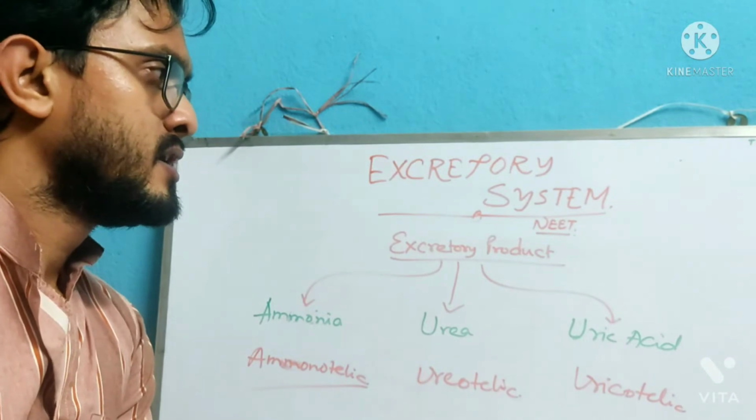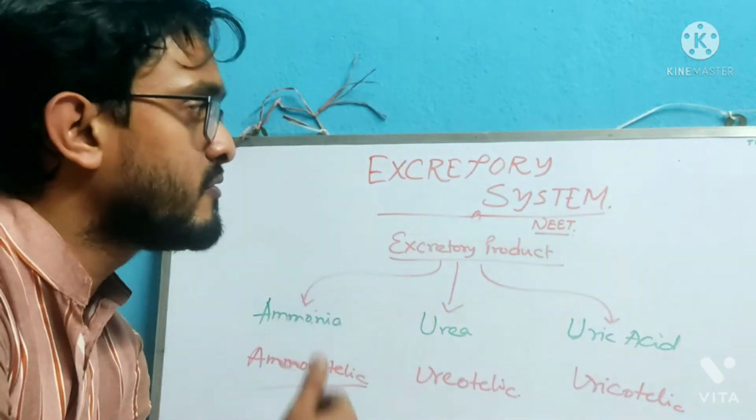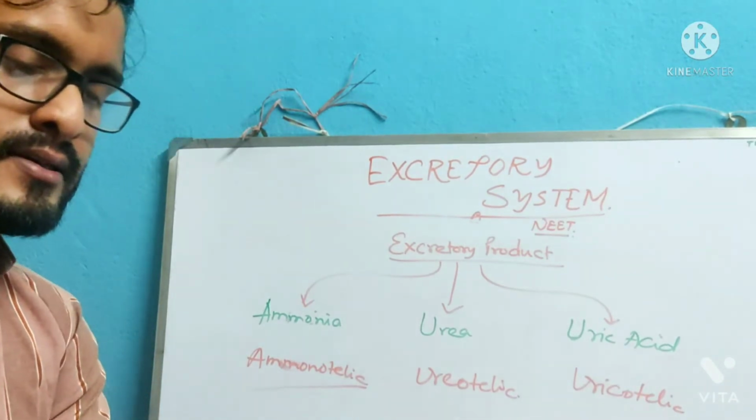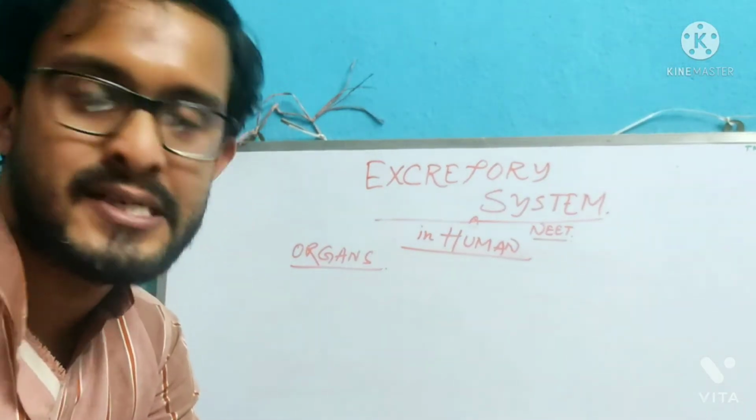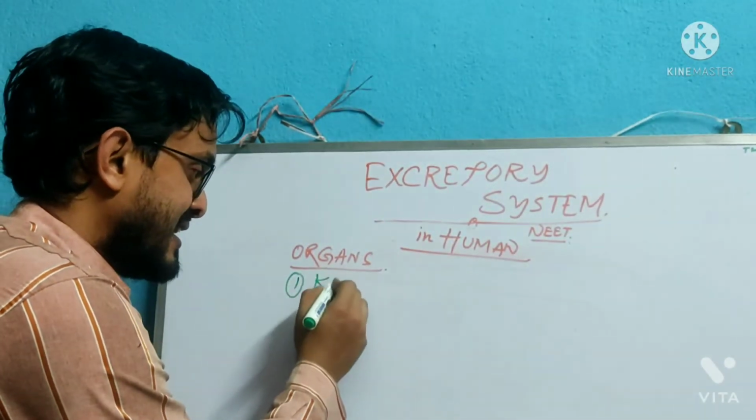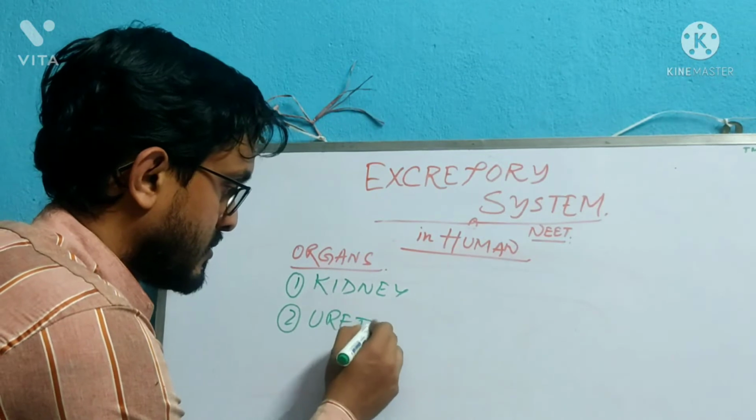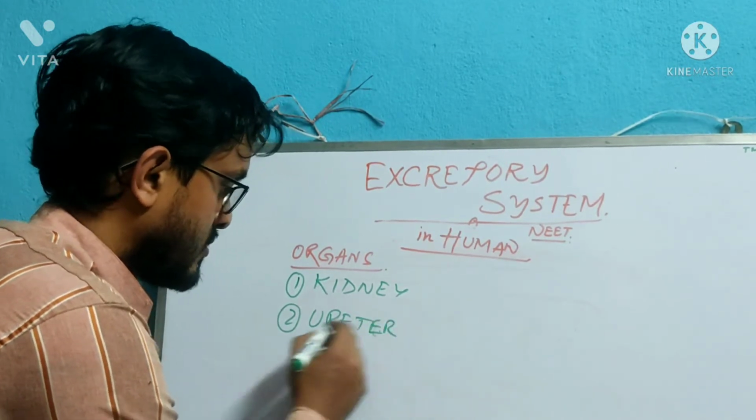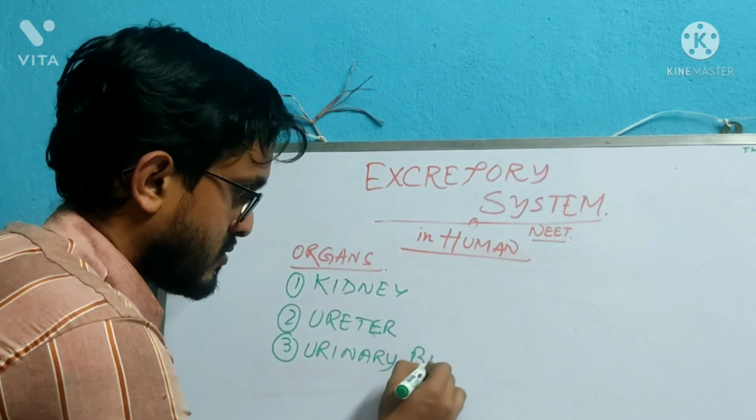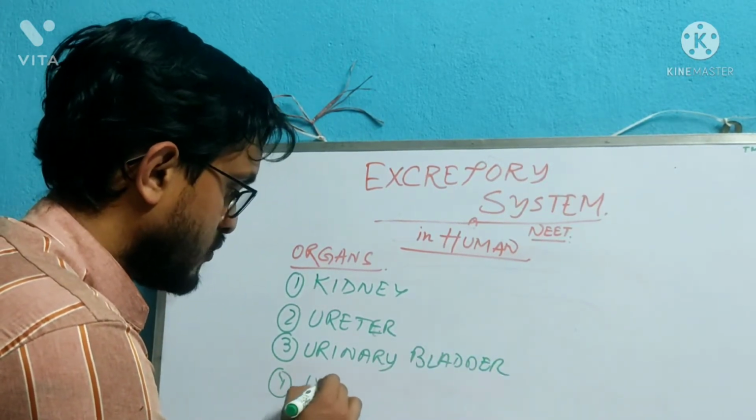Let's study the main excretory system, the different organs of the excretory system in humans, which is in our syllabus. So in humans, the excretory system consists of the main excretory organ, that is the kidney, then the ureter, then the urinary bladder, and finally the urethra.